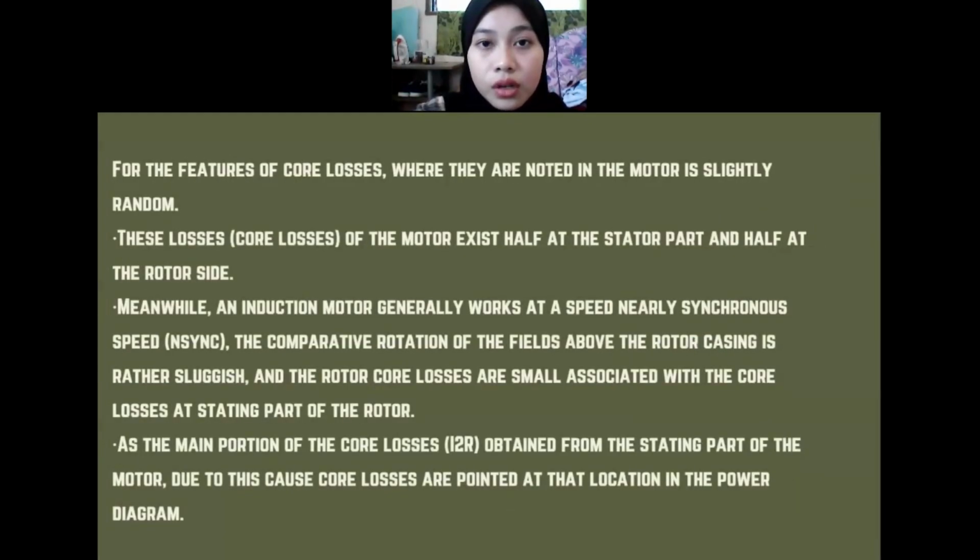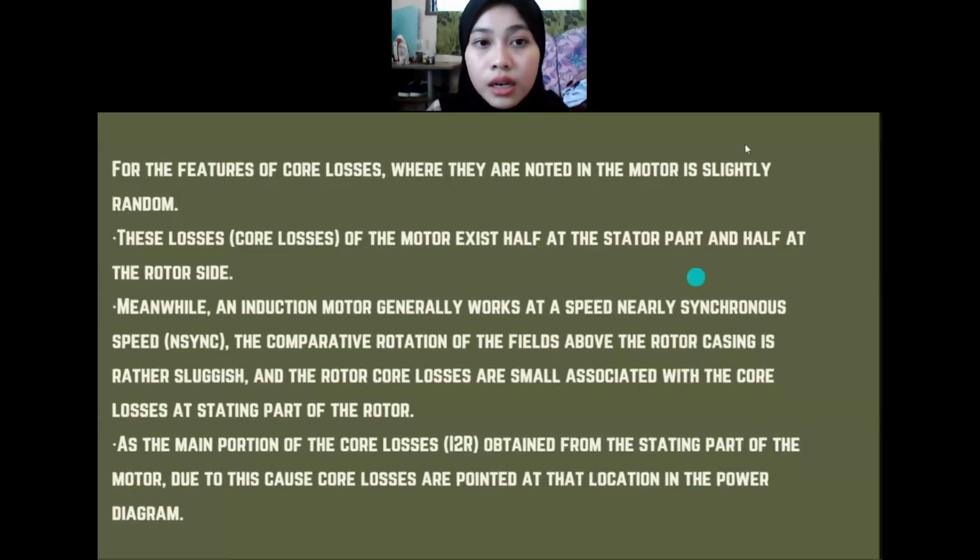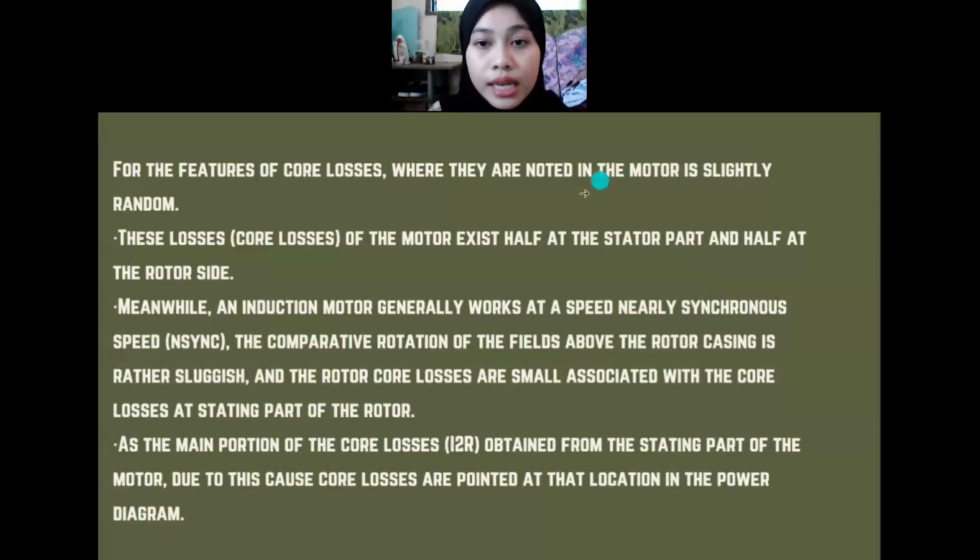The core losses in the motor are slightly random. These losses of the motor exist half at the stator part and half at the rotor side. Meanwhile, an induction motor generally works at a speed nearly synchronous speed. The relative rotation of the fields over the rotor core is rather slow, and the rotor core losses are small compared with the core losses at the stator part, as the main portion of the core losses is obtained from the stator part of the motor.